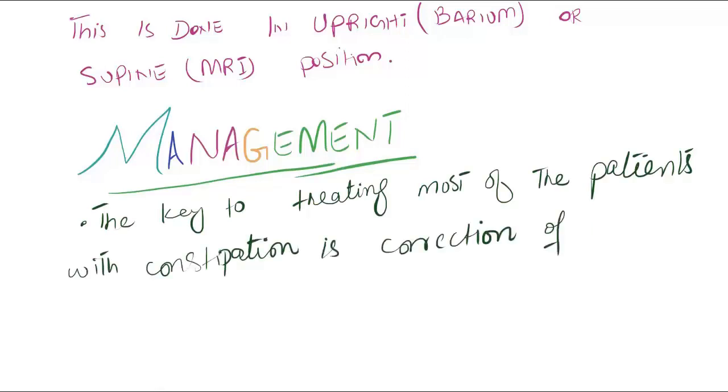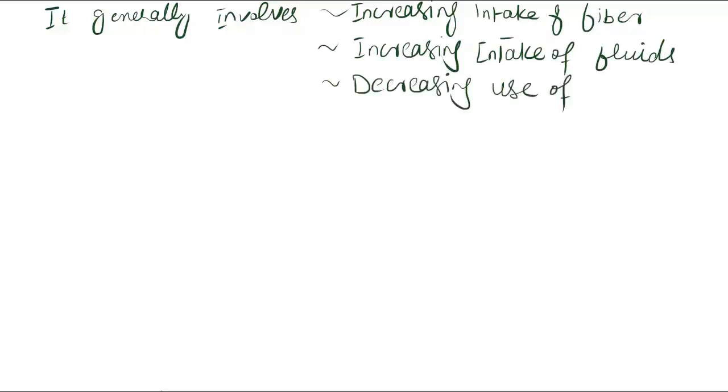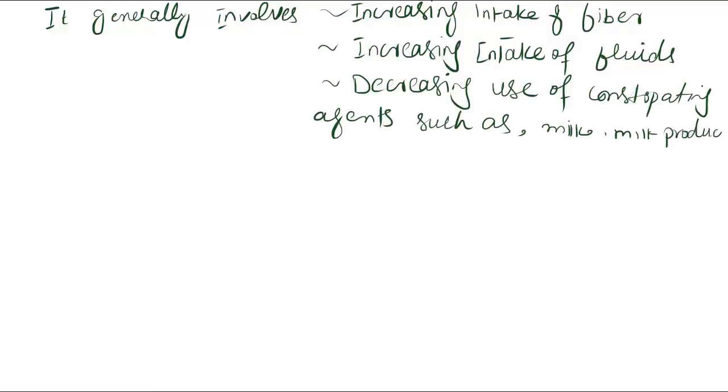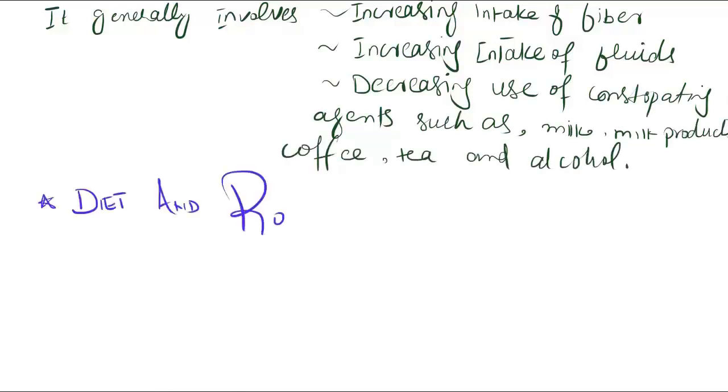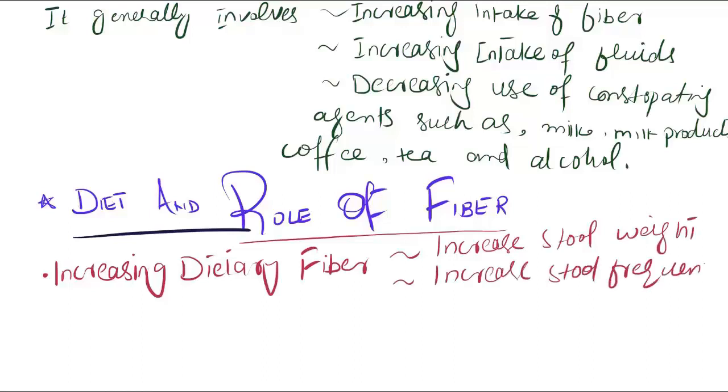The key to treating most patients with constipation is correction of dietary deficiencies. This generally involves increasing intake of fiber, increasing intake of fluid, and decreasing the use of constipating agents such as milk products, coffee, tea and alcohol. Now, first of all, we will look at the diet and the role of fiber. Increasing dietary fiber will increase stool weight, will increase stool frequency in normal people.